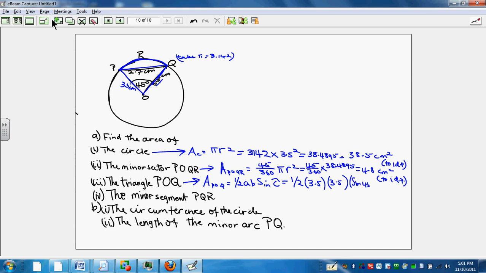Sine 45 degrees. And if you work that out, you will get a figure of 4 centimeters squared to the nearest centimeter squared. Okay, so you would have got 4 centimeters squared to the nearest centimeter squared if you had worked it out.